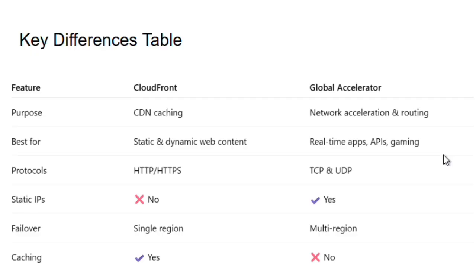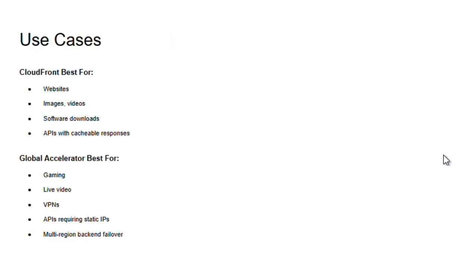This table shows the core differences. CloudFront is built for web content. Global Accelerator is built for routing real-time traffic. They complement each other, but they are not interchangeable.